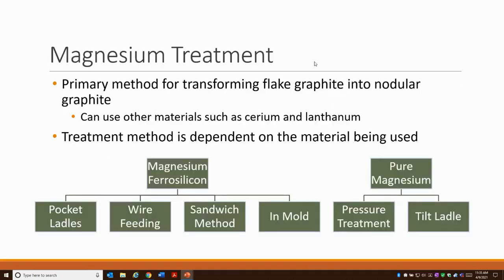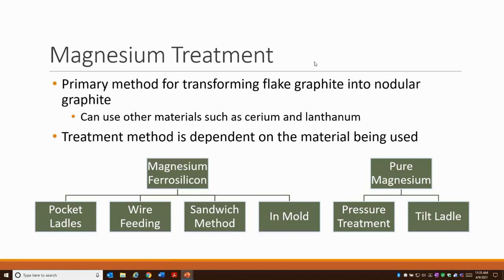So moving on to magnesium treatment, you have to make sure that the iron is treated properly to ensure that your graphite changes from a flake graphite form to a nodular form. Typically people use magnesium. You can use other things like cerium and lanthanum, but those are a little bit more costly. But the treatment method's dependent on the material that's being used.